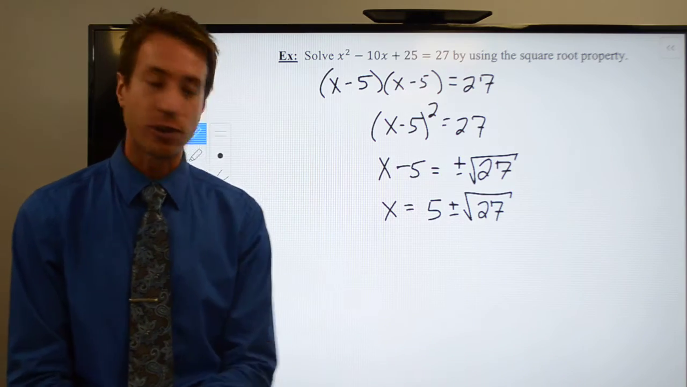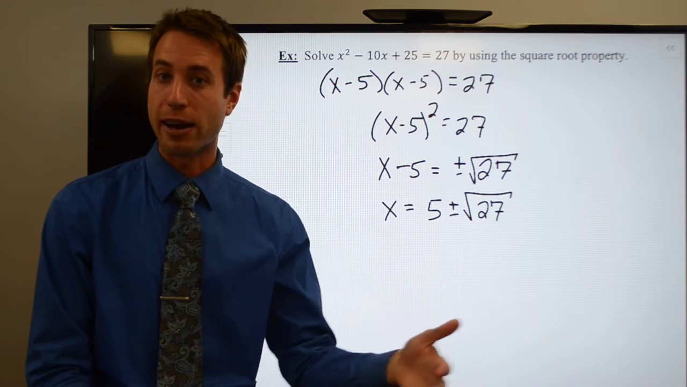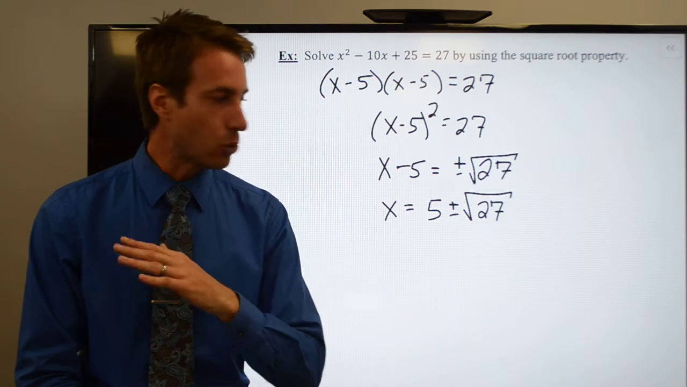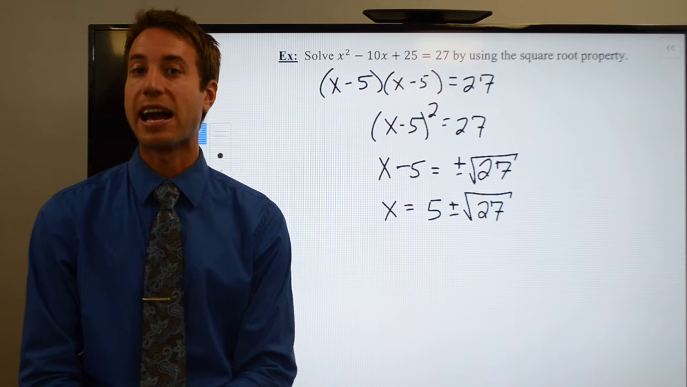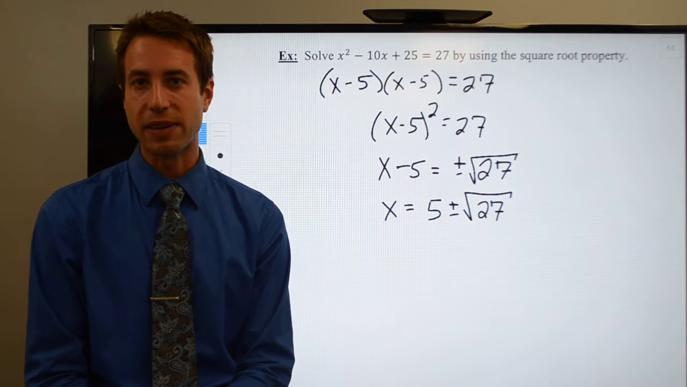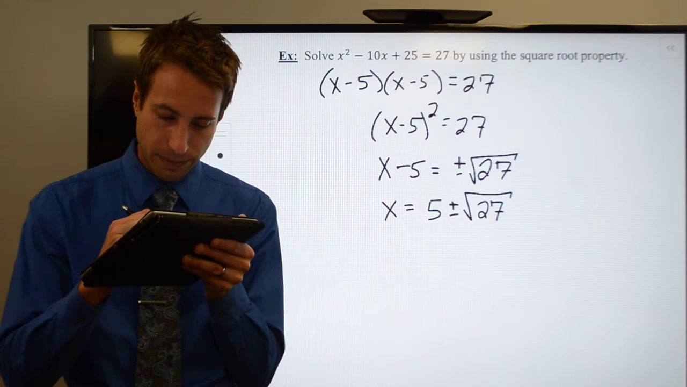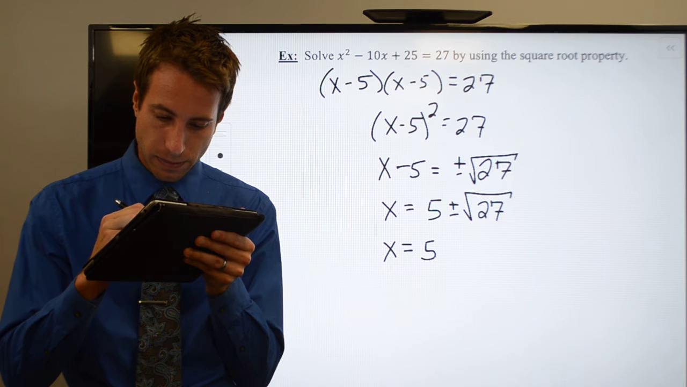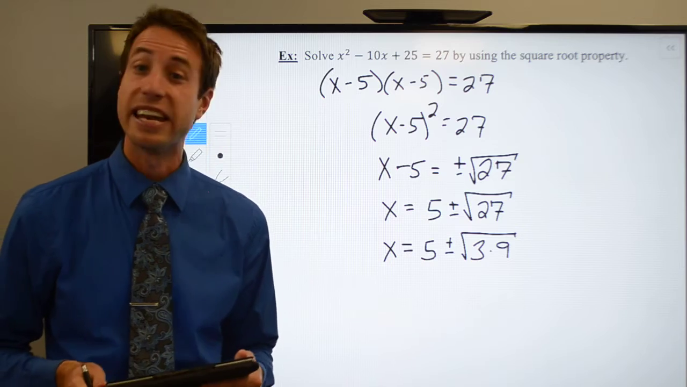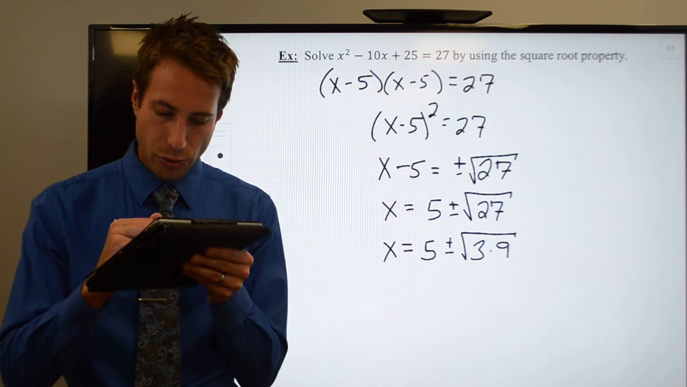Again, remember, I prefer to leave my irrational, my non-perfect squares in radical form. That's what I would prefer. However, I absolutely want you to reduce those radicals if you can. And in this case, we can. 27 is the product of 3 times 9, and 9 is a perfect square. Take the square root of 9 and I get 3.